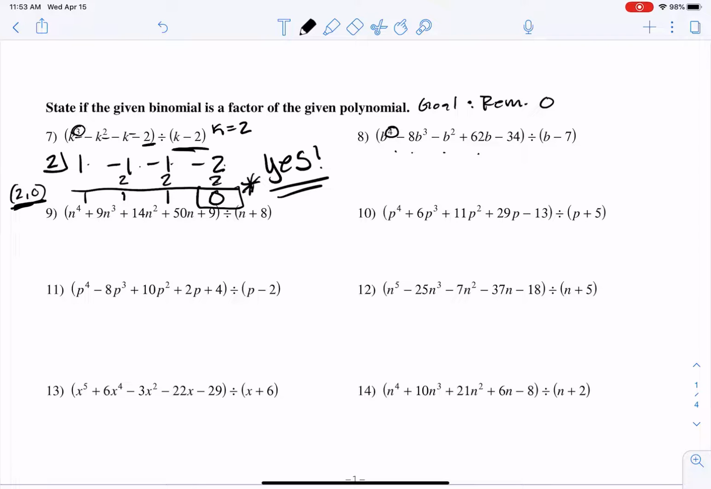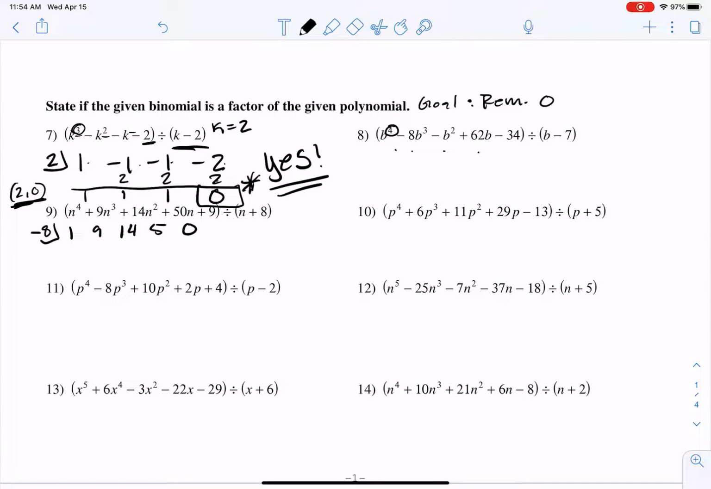Okay, in example 9, you start with -8, then you do 1, 9, 14, 5. We got a placeholder here of 0 because we do not have a... hold on one second. 4, 3, 2, 1, 0. What did I do there? Did that one wrong in my example notes here. We do not need a placeholder here because we go all the way down. So we have 50 and then 9. Okay, so let's see if this one's going to work.